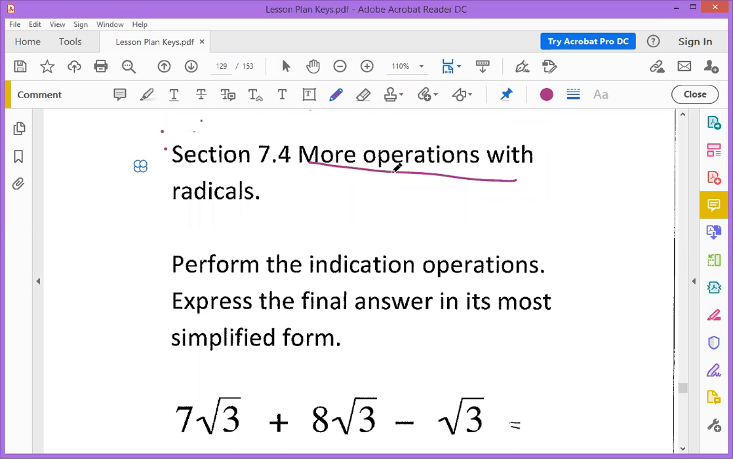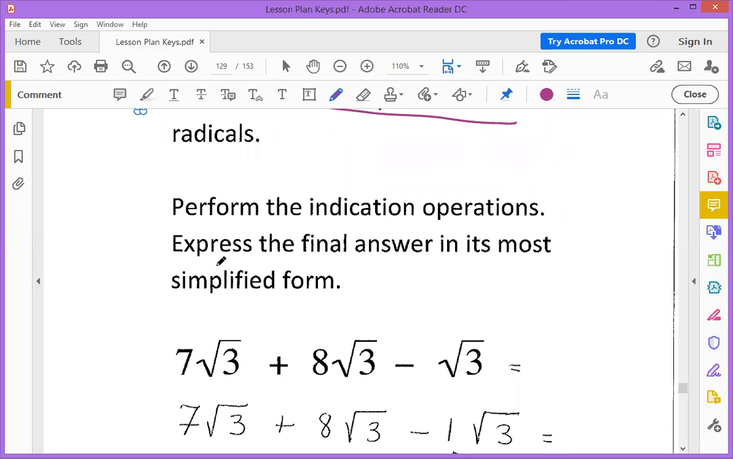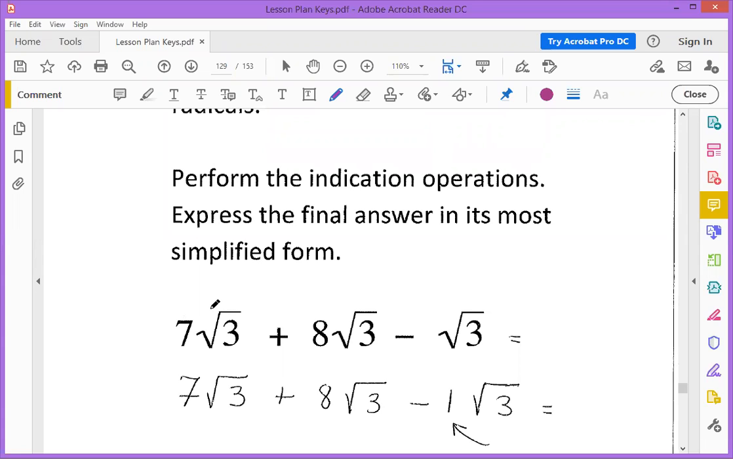All right, so section 7.4, we're going to add and subtract our radical expressions. This first example, we see 7 times square root 3 plus 8 times square root 3 minus square root 3. Now, as you're adding and subtracting these radical expressions, I want you to look at these the same way you would if this were 7x plus 8x minus x. So the x term, or the variable, you would treat it the same way you would the root.